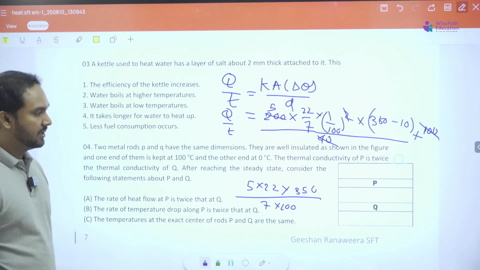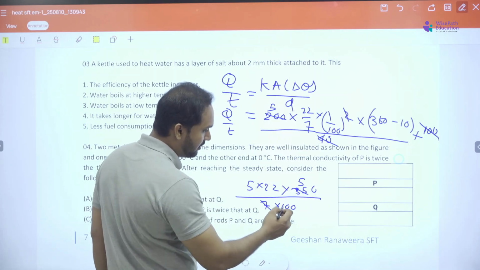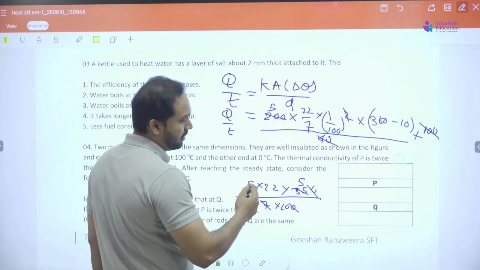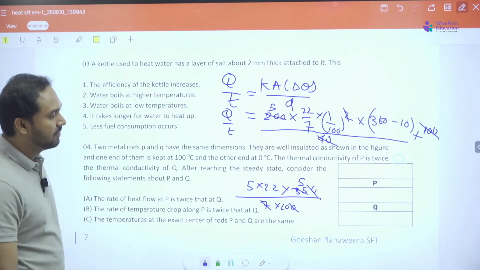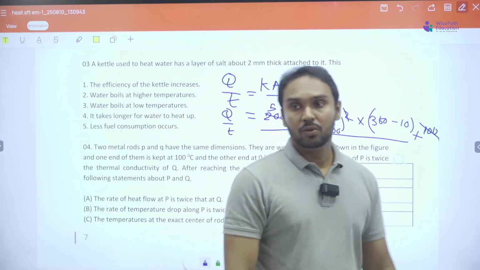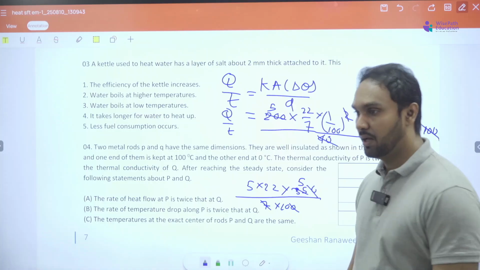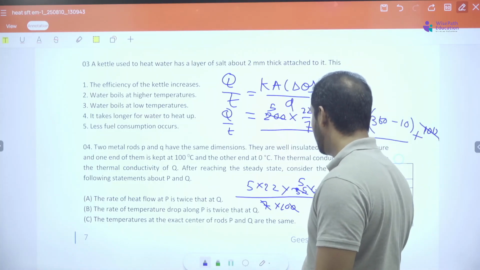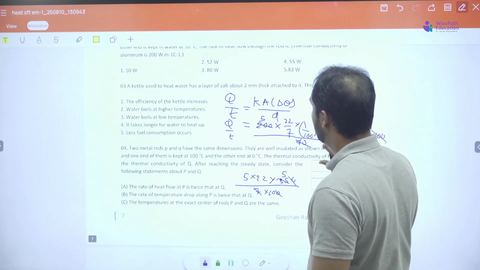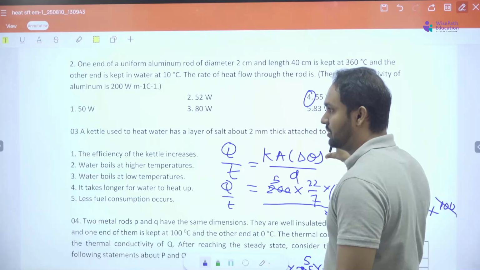Can somebody divide it for me? I can do it. 7 times 5, 10, 0 and 0 cancel out. 5 times 5 is 25. 25 into 22. 25 into 22 is how much? 1 divided by 10, that is 55. So the answer is 55. Shiny is correct.